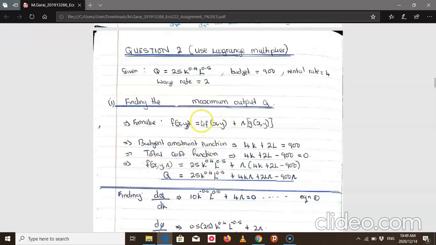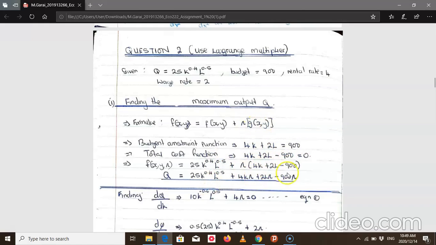After finding the budget constraint function, then the Lagrange method tells us the equation: F of x, y, lambda is equal to f of x, y plus lambda g of x, y. But our g of x, y, this is the function. So you take 900 to the side, it gives us 4K plus 2L minus 900 is equal to 0, right? And then you substitute in this formula. This means our f of x, y is the equation that we're given, 25K to the power 0.4, L to the power 0.5, plus lambda (4K plus 2L minus 900), right? You substitute the second function as g of x, y.